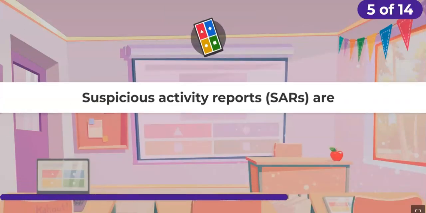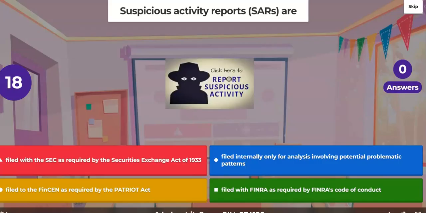Suspicious activity reports, SARs, are A. Filed with the SEC as required by the Securities Exchange Act of 1933. B. Filed only for analysis of potential problematic patterns. C. Filed with FinCEN as required by the Securities, or D. Filed with FINRA as required by the Congress.